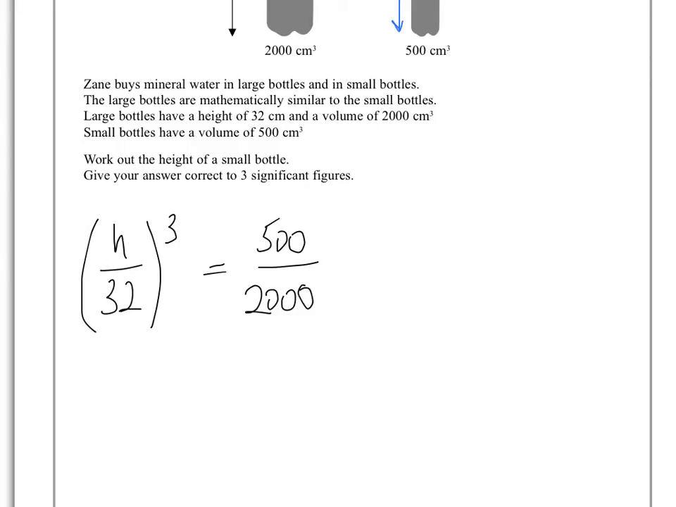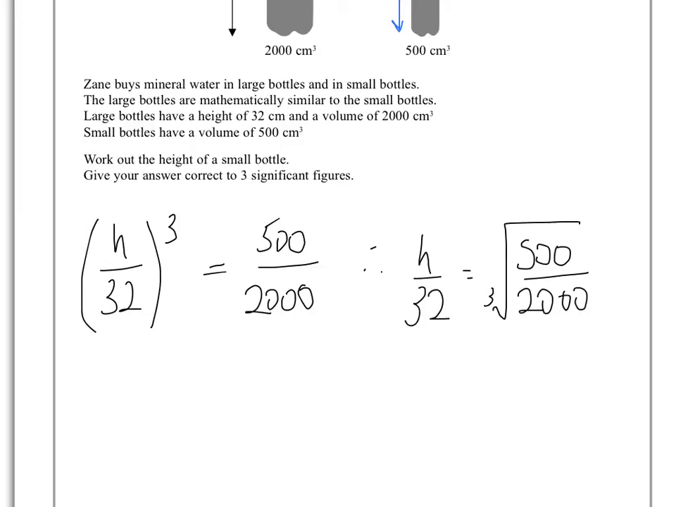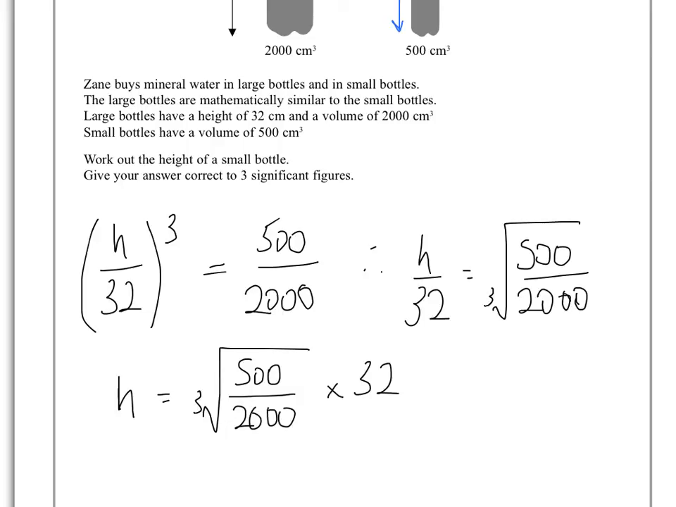So in order to get rid of the cubed on the left, we have to cube root everything. Therefore, h over 32 would be equal to the cube root of 500 over 2,000. Therefore, to get h, it would be the cube root of 500 over 2,000 times by 32.